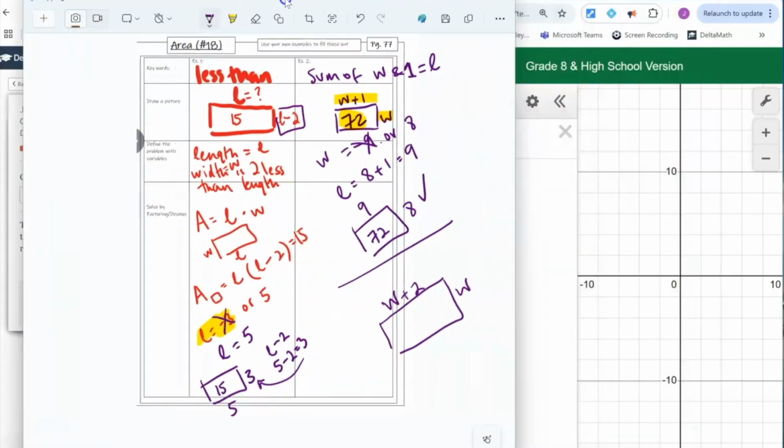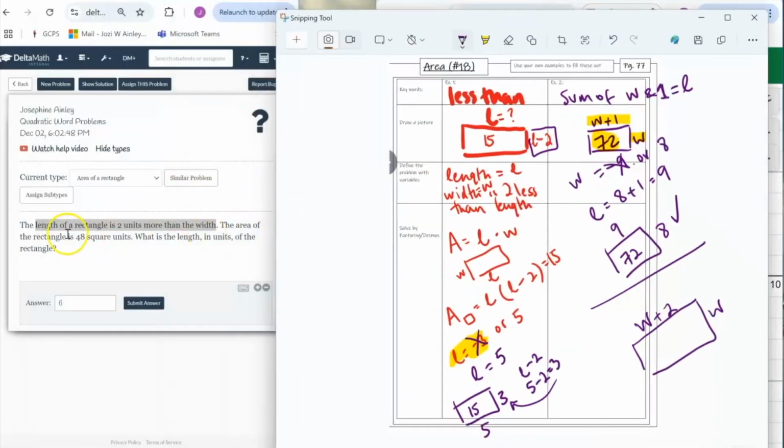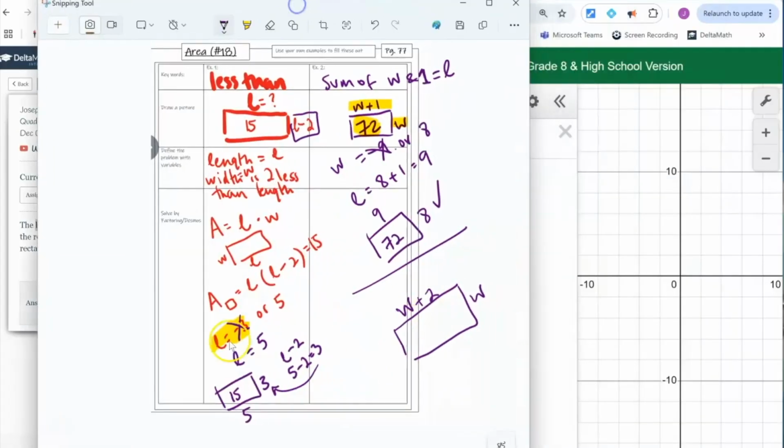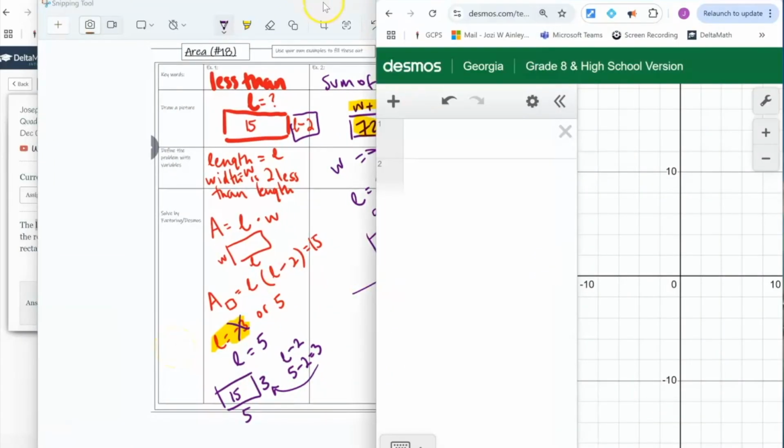So when I put this in the calculator, that's going to give me what? When I multiply them, it's going to be 48. So my area is length times width. When I multiply them together, I'm going to get 48. And that's what we're starting with in the calculator.